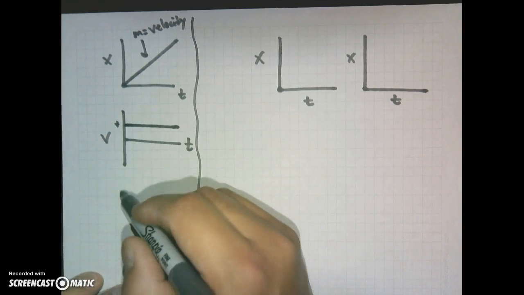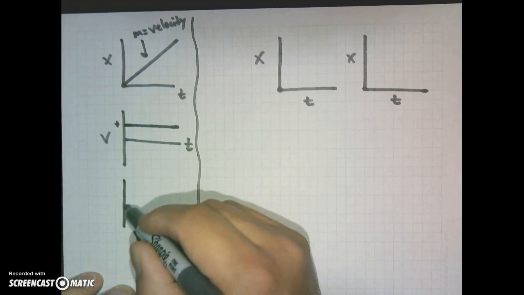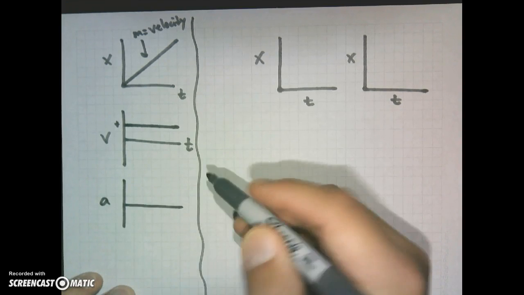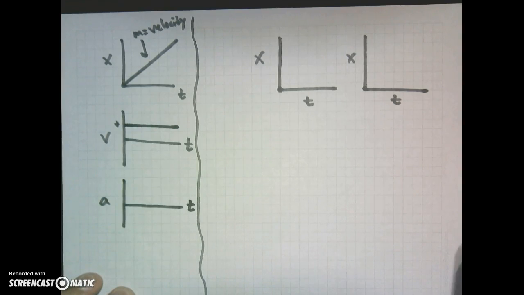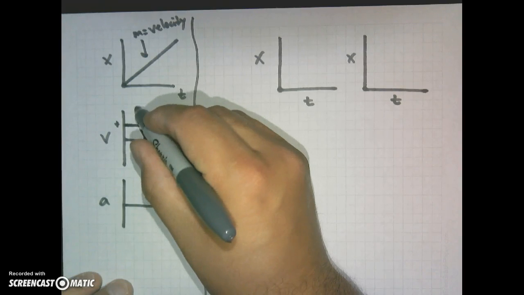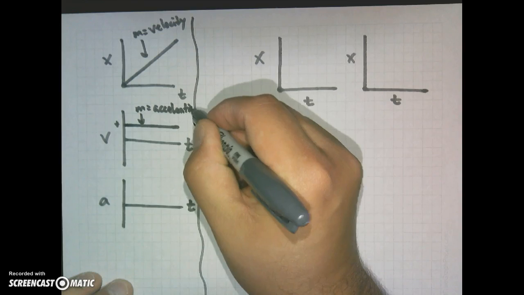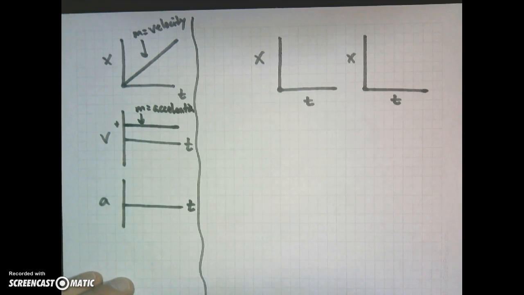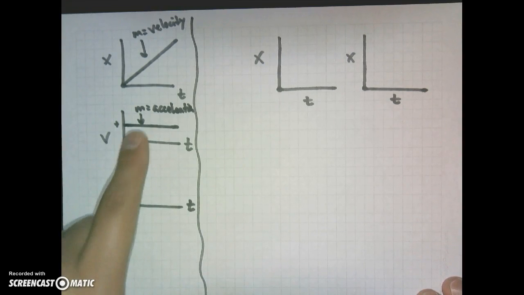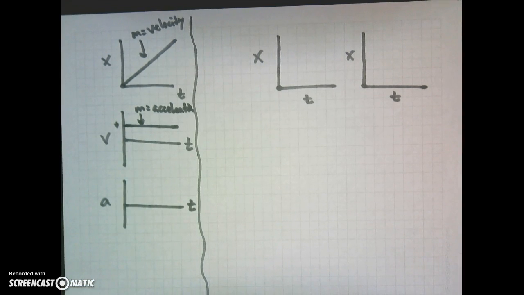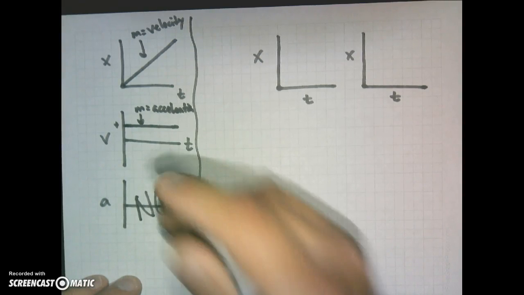If we're talking about the acceleration of this, what's the slope of a velocity versus time graph tell us? Yeah, this is acceleration. What's the slope of that line? 0. So is there an acceleration? No. So there is no acceleration.